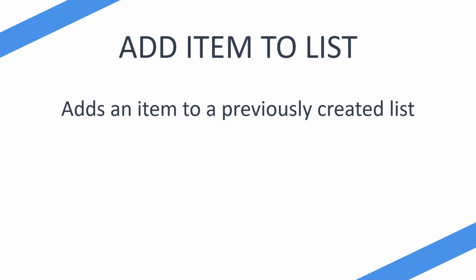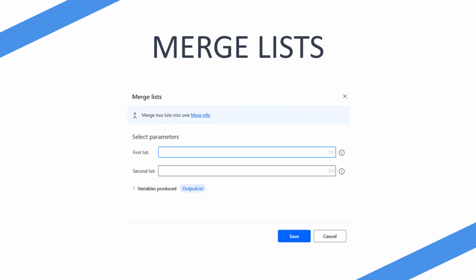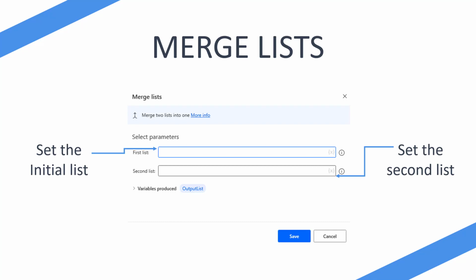Okay, so when you add the merge list action to Power Automate Desktop, this is what you're presented with. You can select your initial list, you can then select your second list, and then what happens is you produce a new list, and in this instance it would be called output list, which would have the two lists produced into one output list.